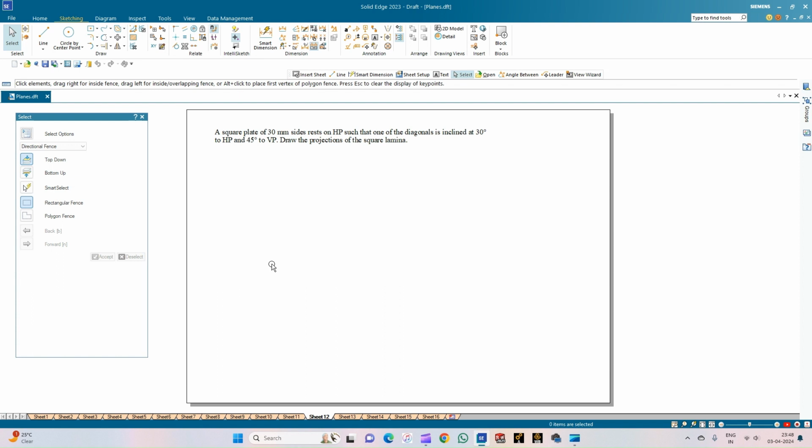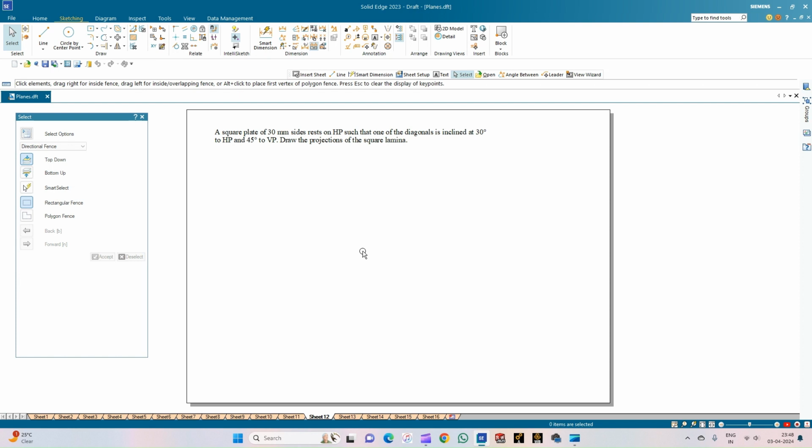Whenever we consider a diagonal, the diagonal will have its true length in the initial position, but when it is inclined to HP, obviously it is going to have the apparent length, so the true length of the diagonal is going to change in the second position. So we can conclude that this is a beta angle problem.